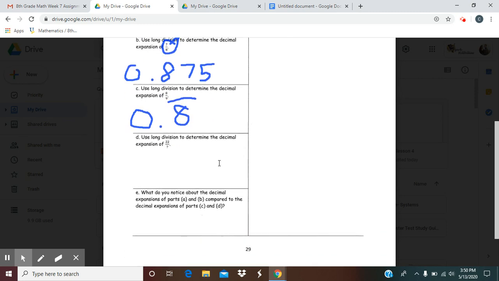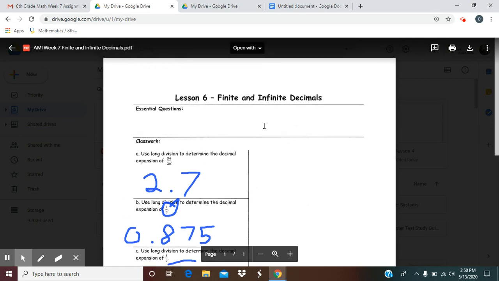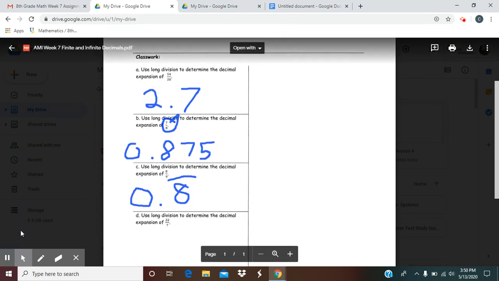Okay, now from here, let's go and move on to our second page.